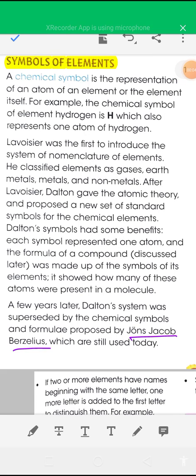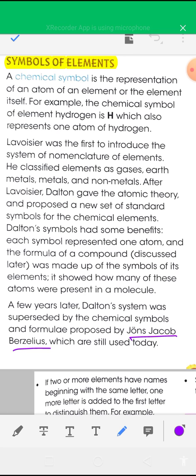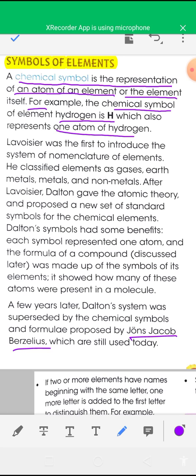In this video, I am continuing the second chapter of class 6 chemistry. First, I'll discuss symbols of elements. First, you have to know what a chemical symbol is. A chemical symbol is the representation of an atom of an element or the element itself. For example, the chemical symbol of hydrogen is H, capital H, which also represents one atom of hydrogen.